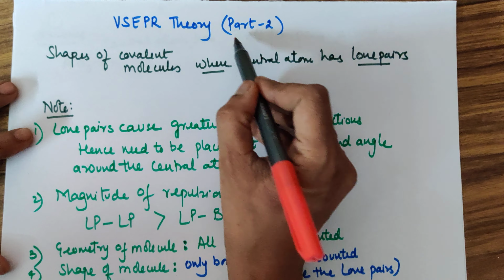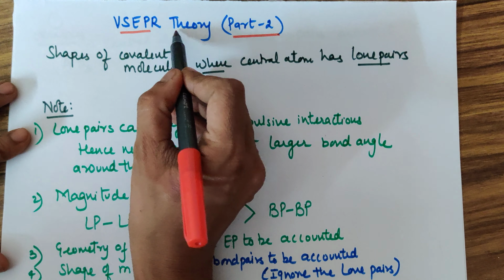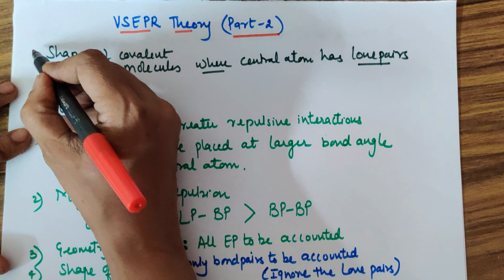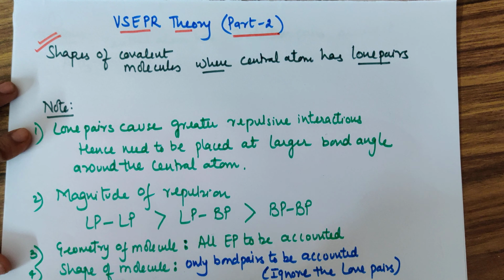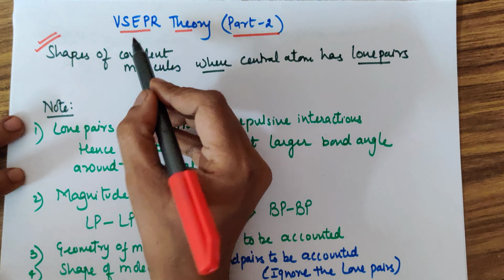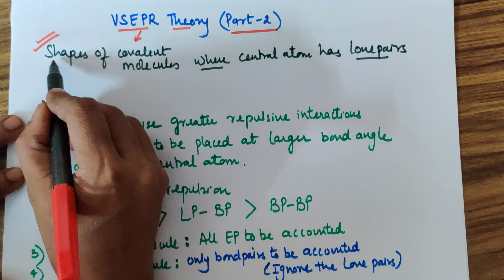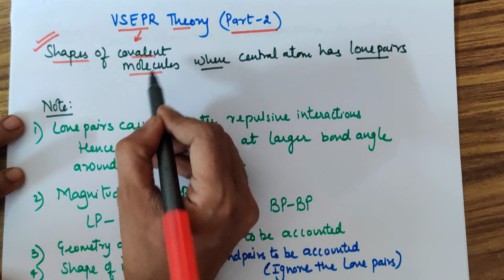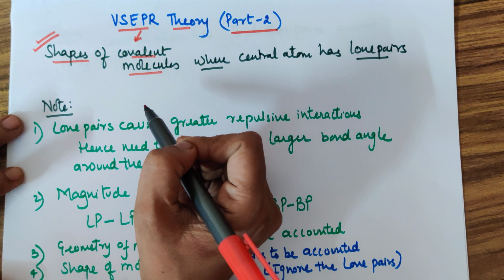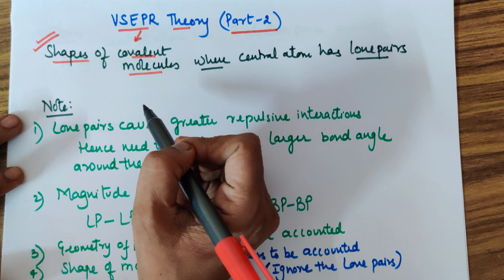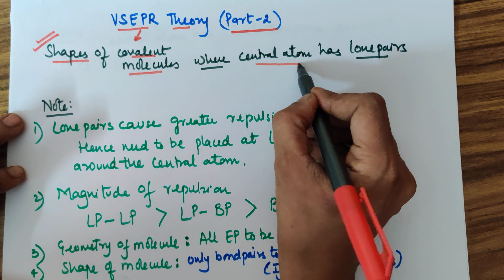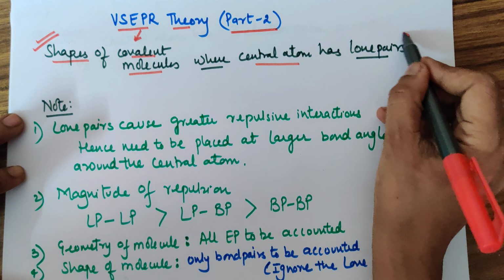Moving on with the second part of the VSEPR theory. Now in this case, again, as I did in the last part 1 of the video, the theory is responsible for the shapes of covalent molecules. But this time, we are talking about only those molecules which have got the central atom with lone pairs.